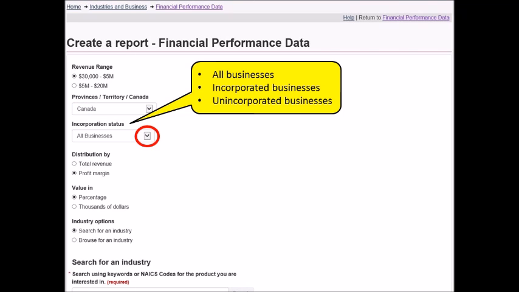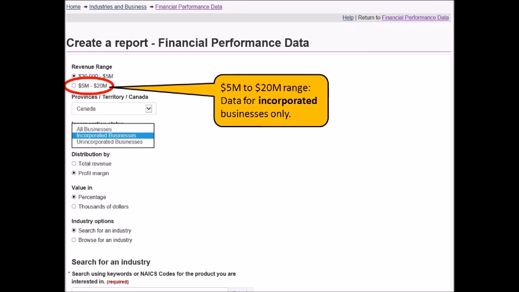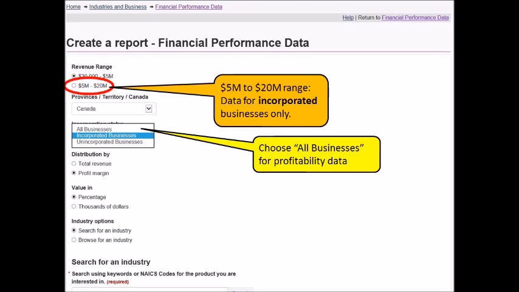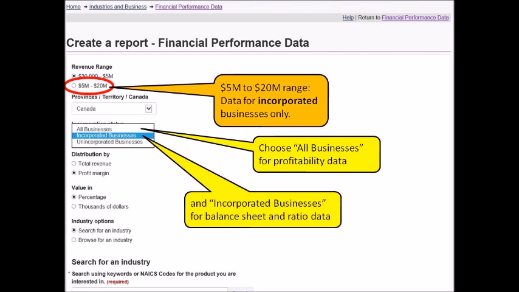We can have our report include incorporated businesses, unincorporated businesses, or both, but only for companies in the lower revenue range, namely $30,000 to $5 million per year. If we choose the upper revenue range of $5 to $20 million, we will see only information for incorporated businesses. Since incorporated and unincorporated businesses submit different information on their tax returns, the report data will also differ. For example, if we want data on profitability, we must choose the All Businesses option. If we want balance sheet information and financial ratios, we must choose the Incorporated Businesses option.